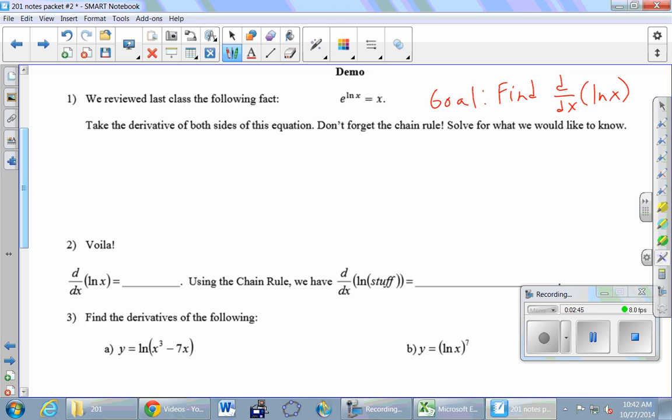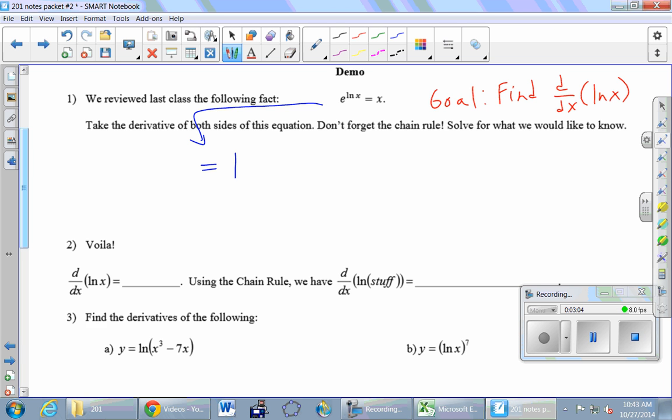So we're going to use this fact that we established, like everybody believes that equation is true, right? That e and ln cancel, and we just get the x. So we're going to take the derivative of both sides of that equation. So let's give it a shot. All right, I'm going to do the derivative on the right-hand side because that's easier. The derivative of x is 1.